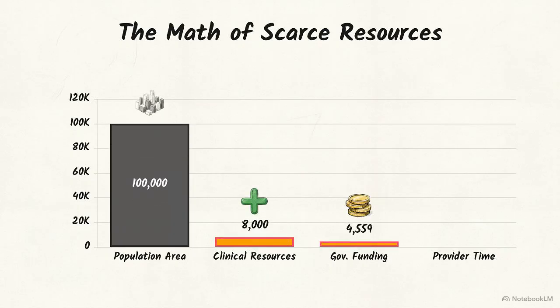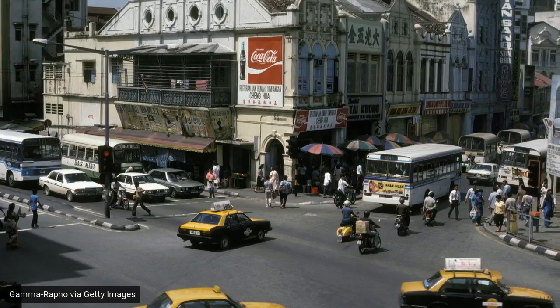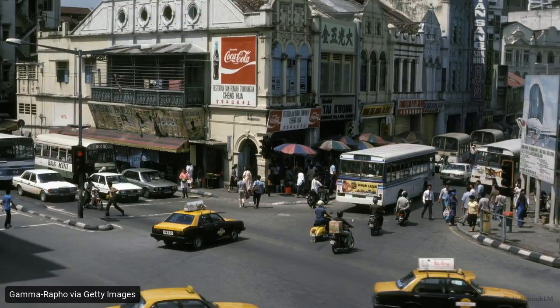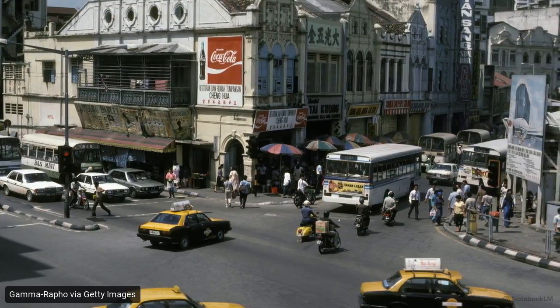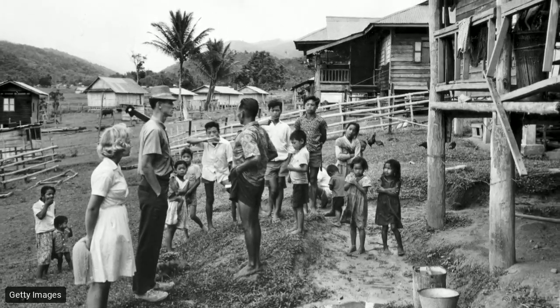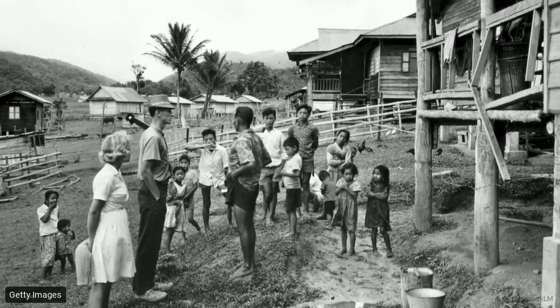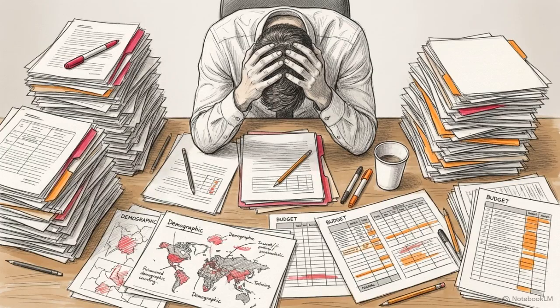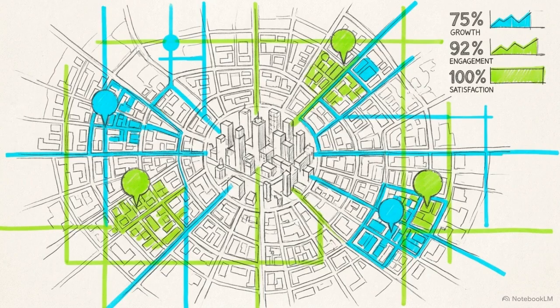Clinical resources, government funding, and provider time are strictly finite. Consider the demographic landscape of Malaysia. You have highly dense urban environments where millions of people live in close proximity, contrasted with starkly different realities in rural regions where geographic isolation creates entirely different disease patterns and structural barriers to care. Without a formal needs assessment, allocating scarce resources across these diverse populations is a guessing game. To distribute care equitably, we need an evidence-based strategy.